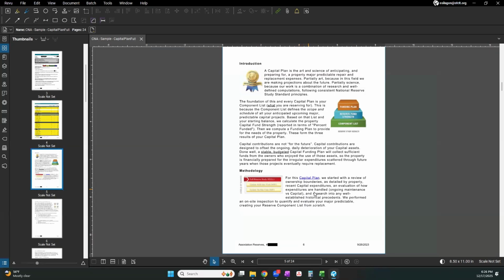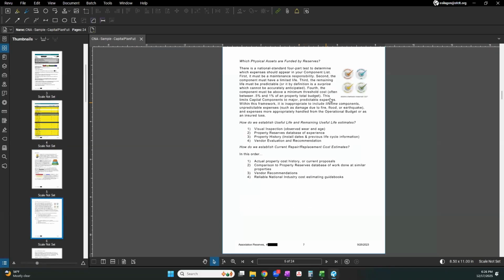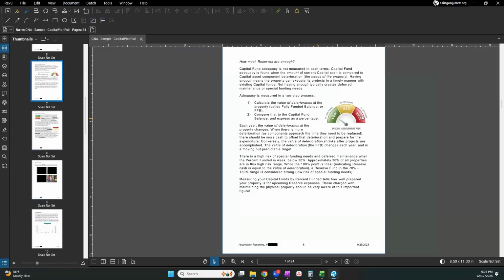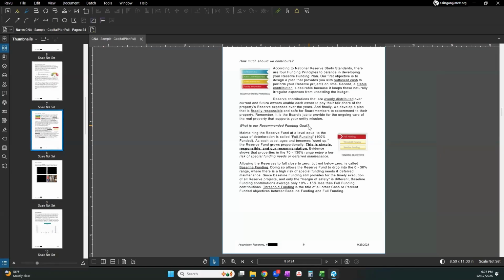So they talk about their methodology, how they got to those numbers, how they assessed the physical assets, which ones they included or didn't, how they assessed the useful life and remaining useful life, and how they got those cost estimates. And then, just some information about how to know how much reserves is enough for your property. How much should you contribute? What's the recommended funding goal?